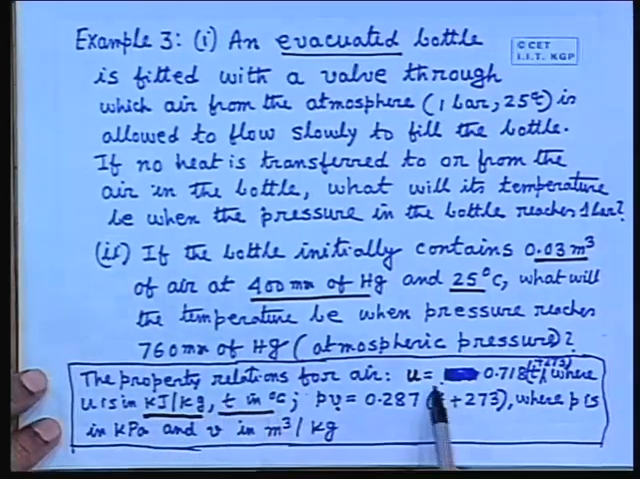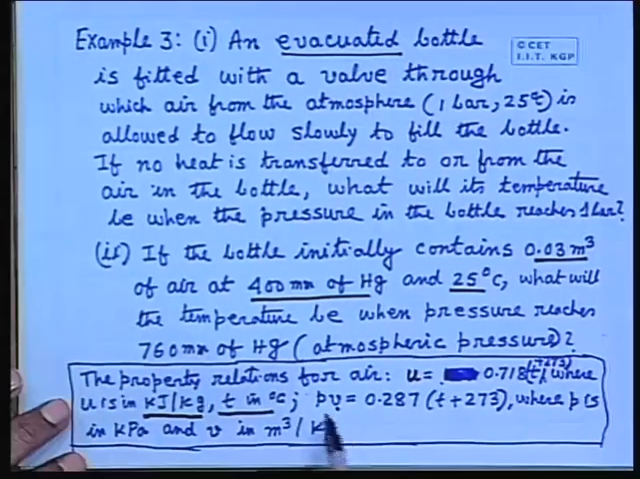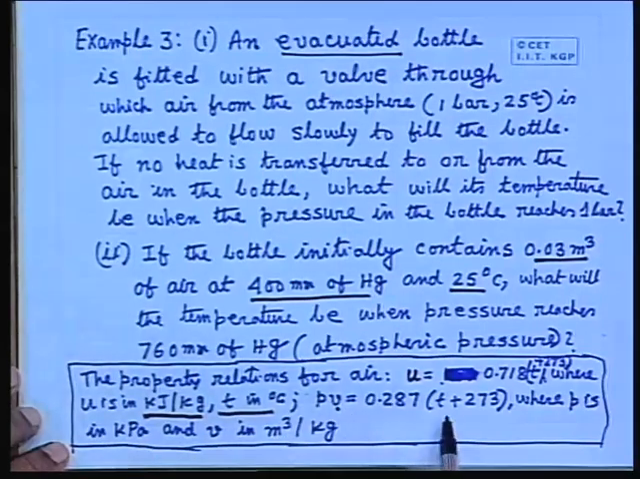This type of equation, where numerical constants are there, is always specified like that. If you substitute the independent variables in these units, you get the dependent variable in this unit. Otherwise there is no meaning to these equations. So PV is this, where P is in kilopascals, v is in meter cube per kg and T is in degrees Celsius. If you add these two, you get H. H is u plus PV, so H will be 1.005 into T plus 273. All right?